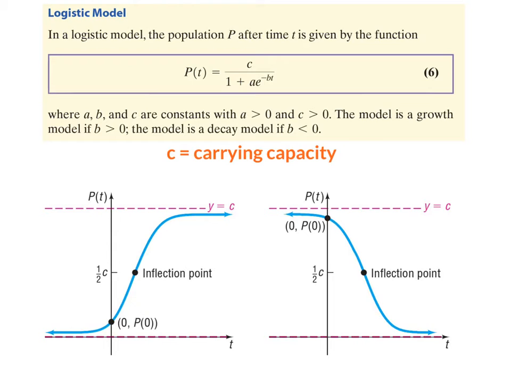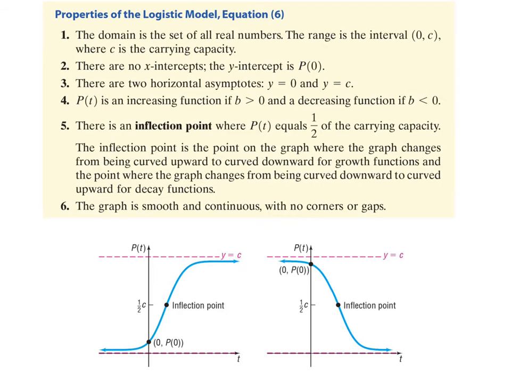And we model a logistic model using this equation. So A and B are some constants. T is always time, E is our constant that we use, and C is really important. That's what we call carrying capacity. So for example, in a population, there's always a certain limit that a population will hit. It will not grow forever and ever. It will hit a carrying capacity. So it's always this line y equals c. So if it's growth, it's going to look like this, and if it's decay, it's going to look like this.